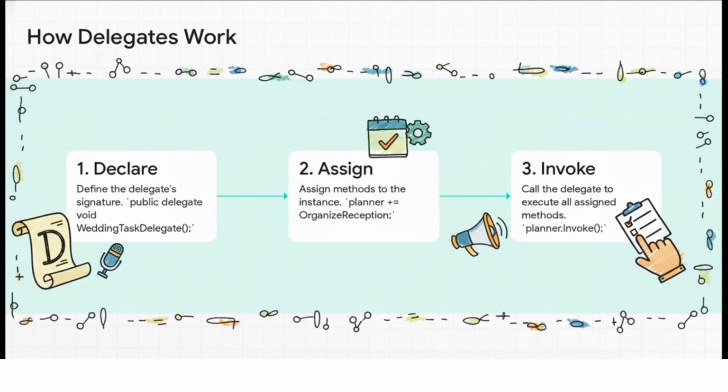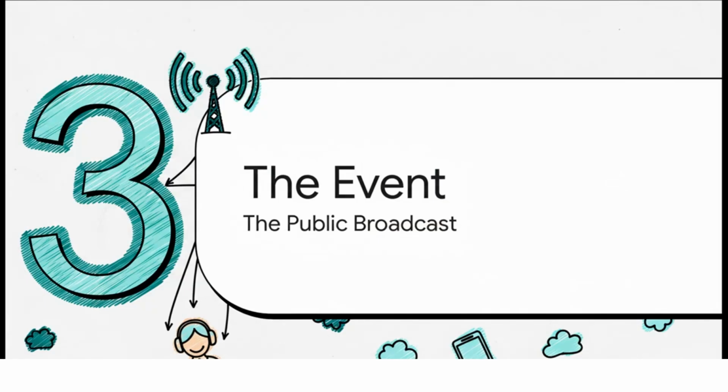The actual process is super straightforward. First, you declare the delegate. That's like creating the blueprint for the plan. Then you assign specific methods to it, like adding manage ceremony and organize reception to the list. And finally, you just invoke the delegate, and boom, it runs through every task you gave it. Simple, direct, and powerful. All right, so that's agent number one.